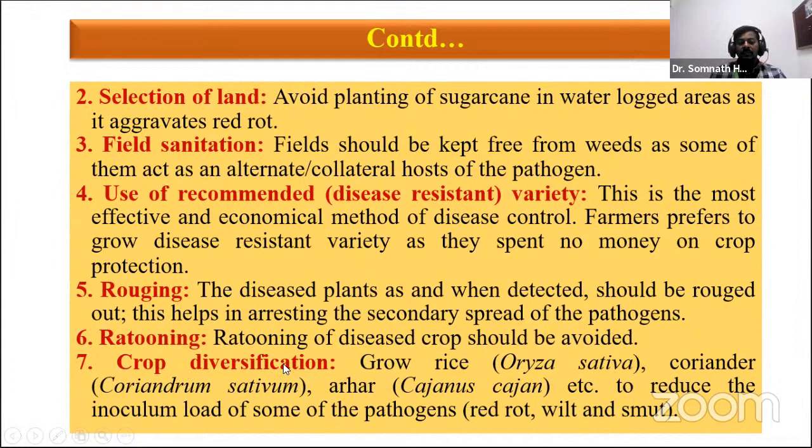Ratooning of a diseased crop should be avoided, because we will not get the desired yield from a crop which is infected by fungal, bacterial or any viral infection. Of course, crop diversification is one of the important steps. We need to grow different crops alternately or in a rotation. So we need to follow crop diversification.